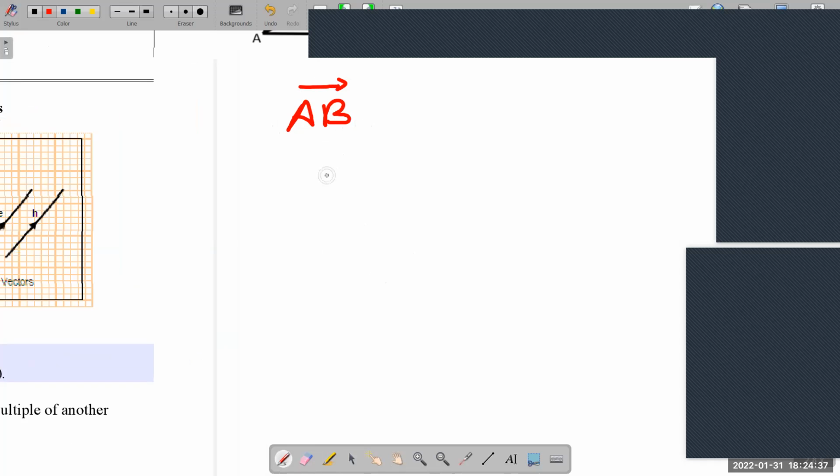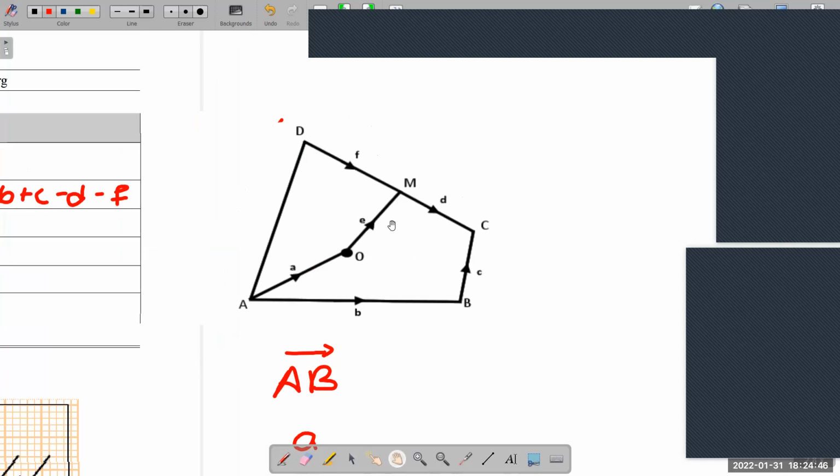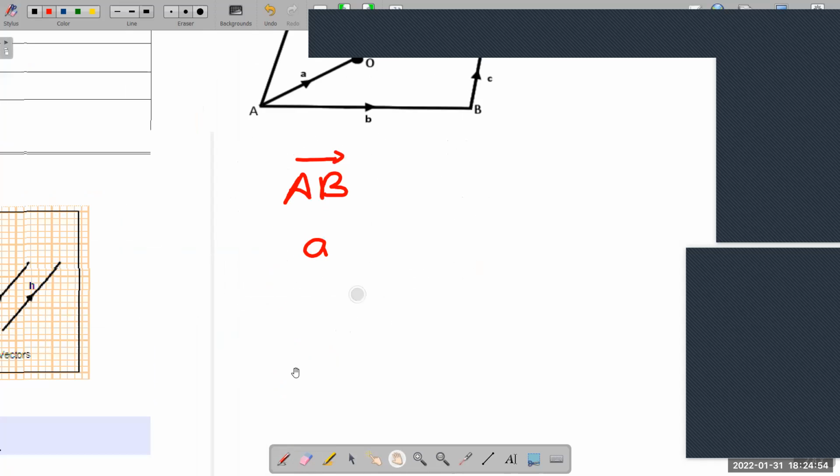The second one is using a common letter to represent the vector, as we saw in the previous example. So vector DM is represented by F, MC is represented by D. The next one is your column vector or column matrix, where the number at the top is always your X value and the number at the bottom is always your Y value.